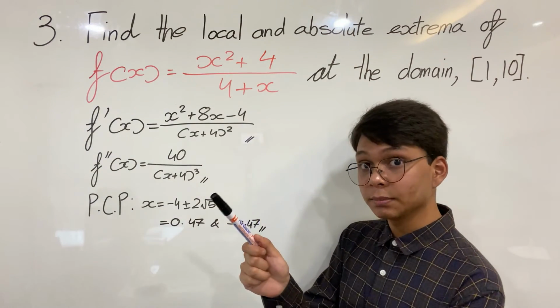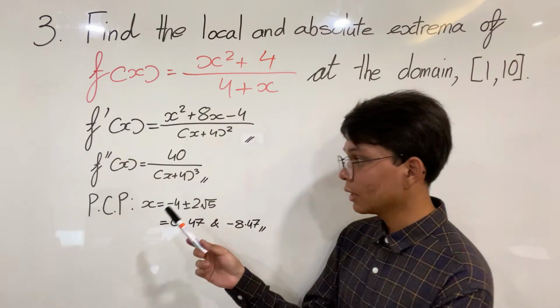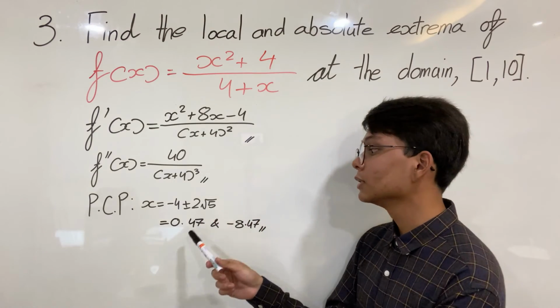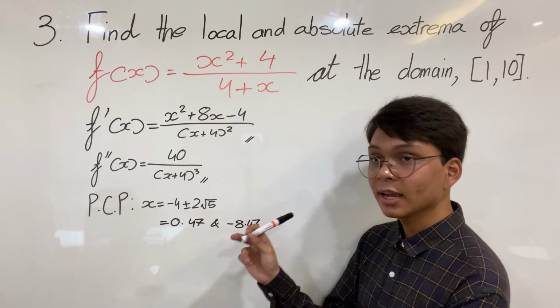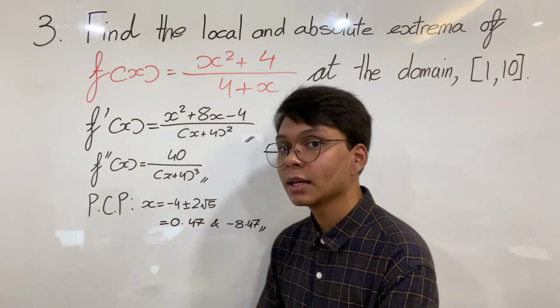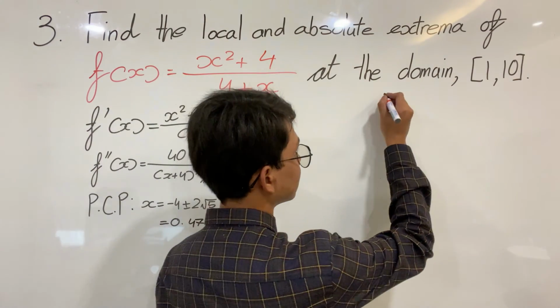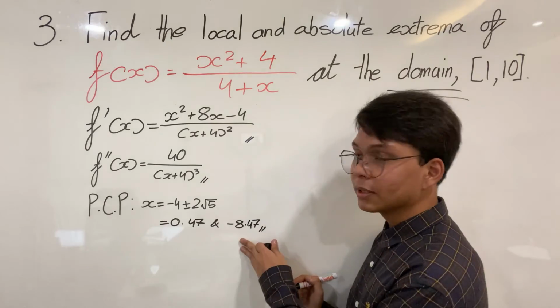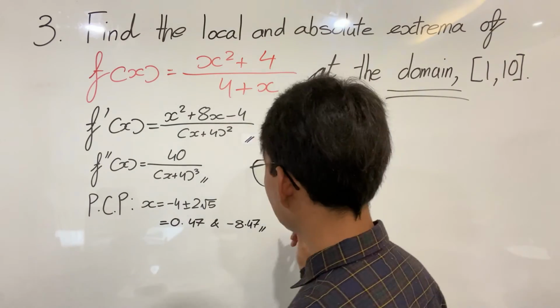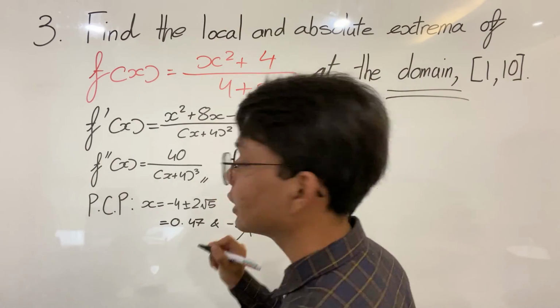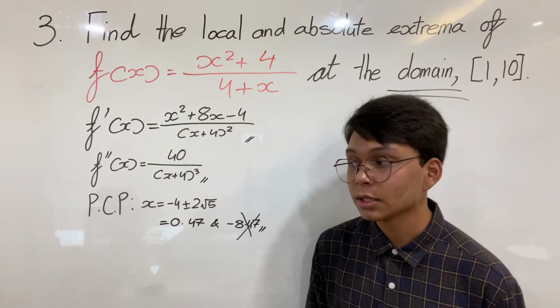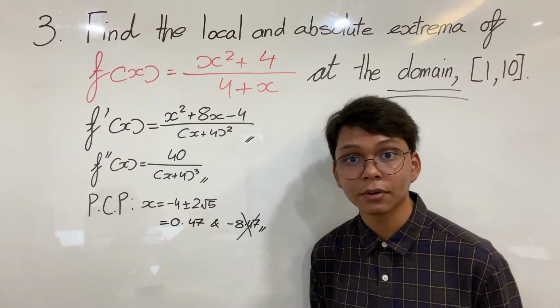Now, the possible critical points are x equals 0.47 and negative 8.47. Now, because we were given the domain, this value, negative 8.47, is not valid within this calculation. So you do not need to use that for your calculation.